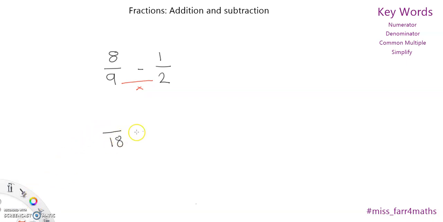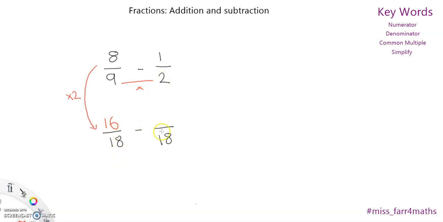So we now know on the bottom goes 18. So what did we do to the 9 to make it 18? Well, we times it by 2. So whatever we do to the bottom, we also have to do to the top. So 2 times 8 is 16.